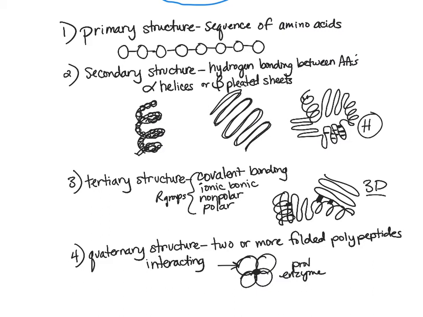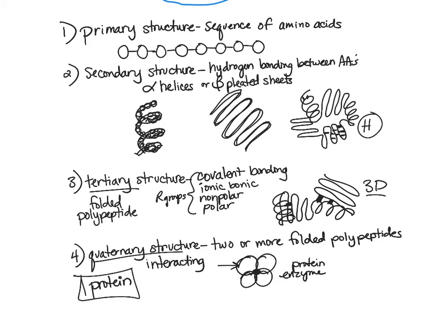A protein enzyme. And so when we're at the quaternary structure, that is when we would call it a protein. All the way up until the tertiary structure, we're still calling it a polypeptide. It's just a folded polypeptide at this point. It's not until we have all of the different polypeptides put together to make the end functional protein that we get to the quaternary portion here.